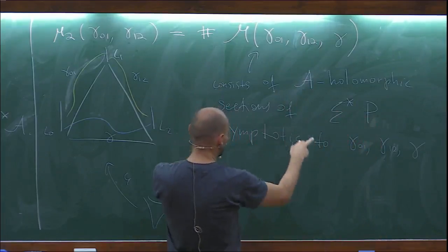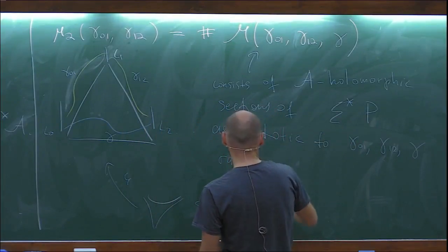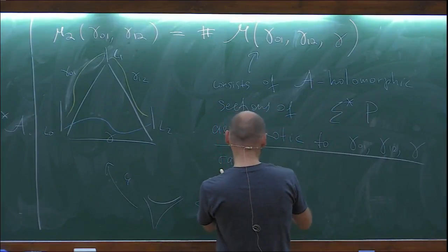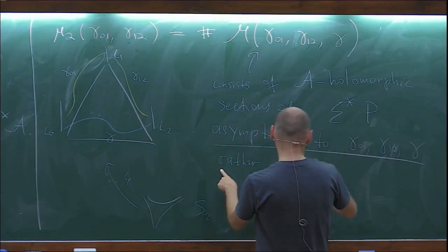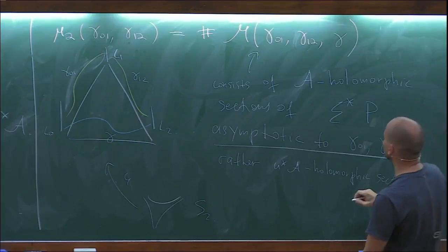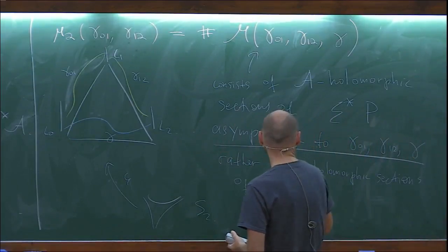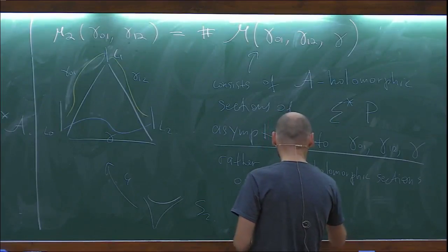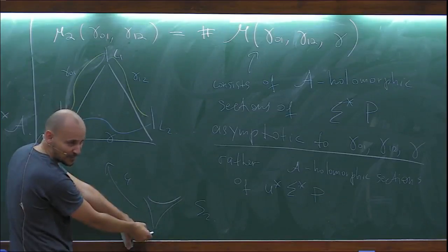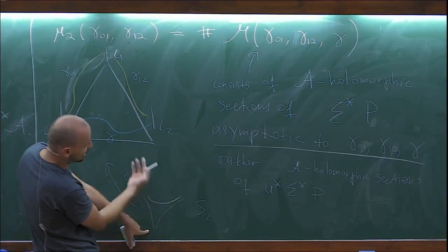To expand, really what I mean is not holomorphic sections of this, but rather, more formally, A-holomorphic sections of U of a star sigma of a star B. So pull back the fibration here. The advantage, of course, is that now our base is a Riemann surface, I have a fibration over this Riemann surface, so I can talk about holomorphic sections.